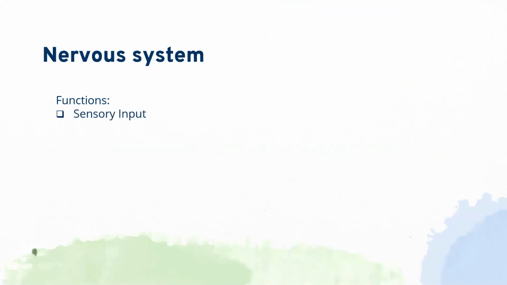One is the sensory input. The nervous system uses its millions of sensory receptors to monitor the changes which are occurring both inside and outside of the body. Those changes are called stimuli. Integration processes and interprets the sensory input and makes decisions about what should be done at each moment.